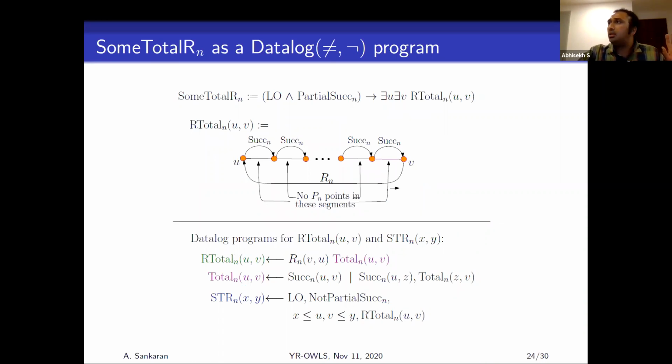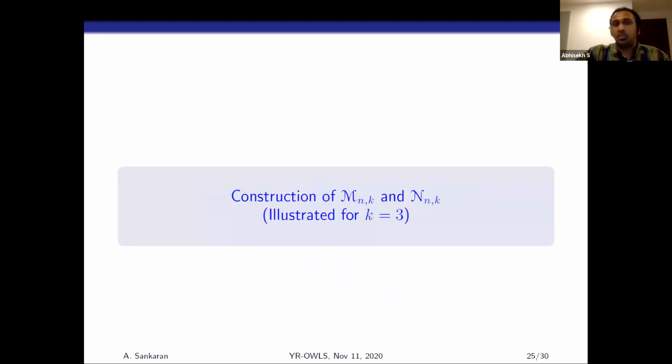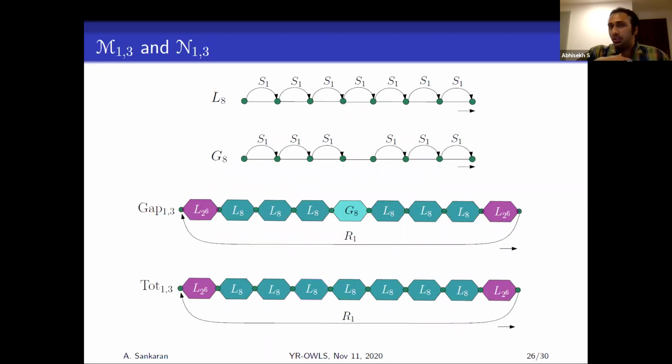It is exactly the same thing that we saw earlier, now lifted to this general n. Mk and Nk. So we want to do the same thing. We want to get a model of the sentence, a non-model of the sentence, such that there is a 2n plus 1 k relationship between them. Okay, and here is what we do.